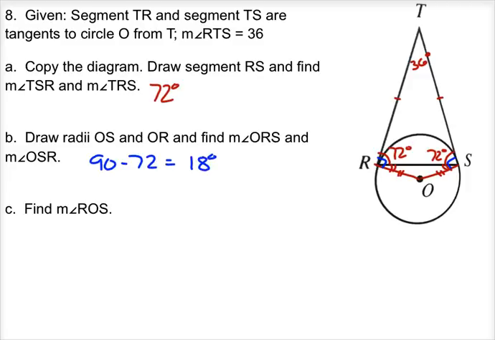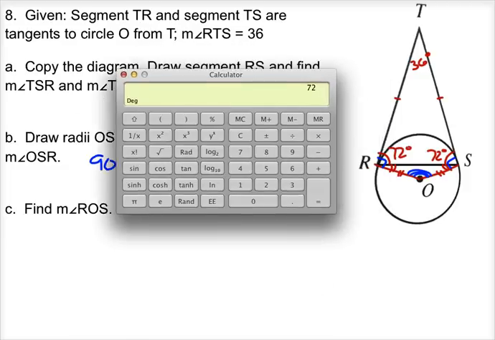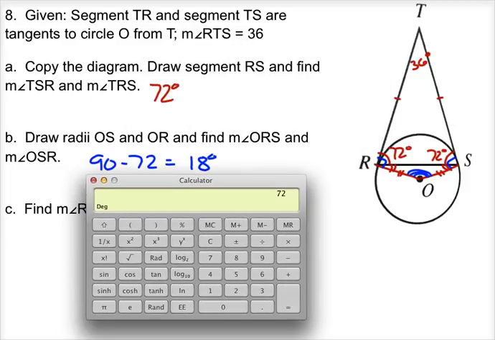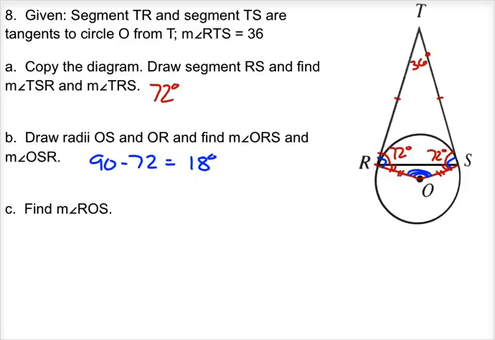And then finally part C says find the measure of angle ROS. If I'm looking at the small triangle, again, I know that all the angles in a triangle have to add up to 180. So if I subtract away the two 18-degree angles that I already have, I'm going to be left with 144.